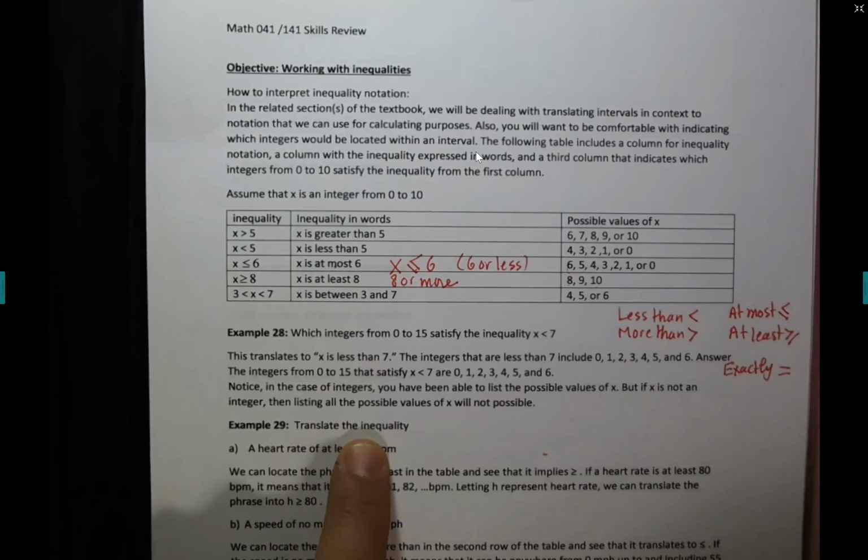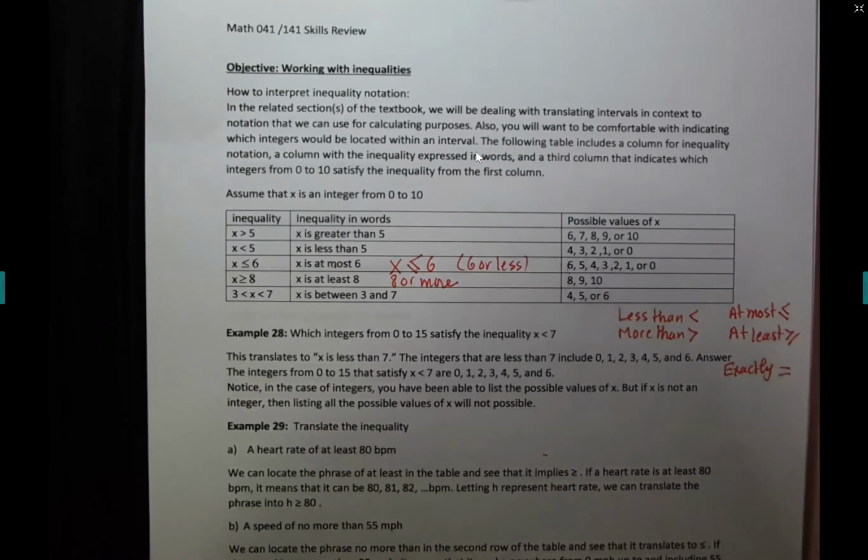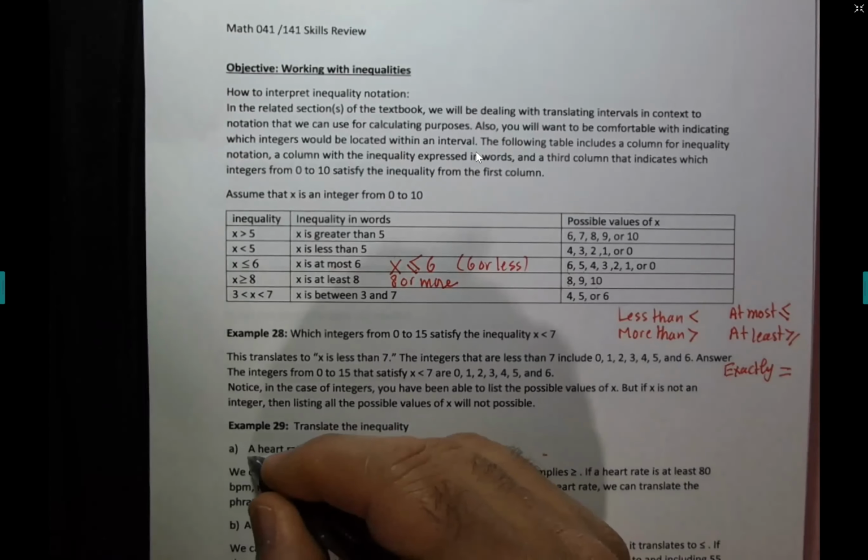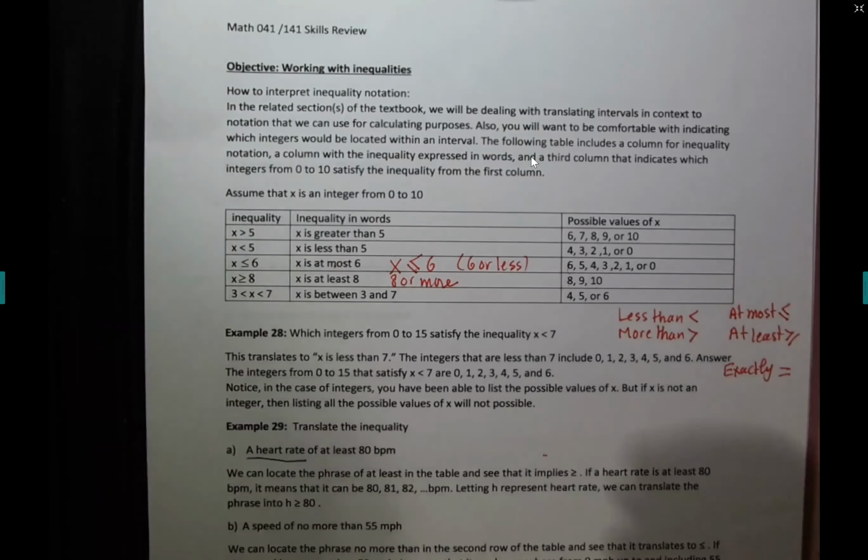Translate the inequality. A heart rate is at least 80 beats per minute. Okay. Here's how we translate, guys. A heart rate could be any heart rate, just give it a letter name. I use X right here. Can you find me a more suitable letter than X for heart rate? What would you use? Let's see. HR. H. Yeah. H or R. Okay, we'll go with the H.